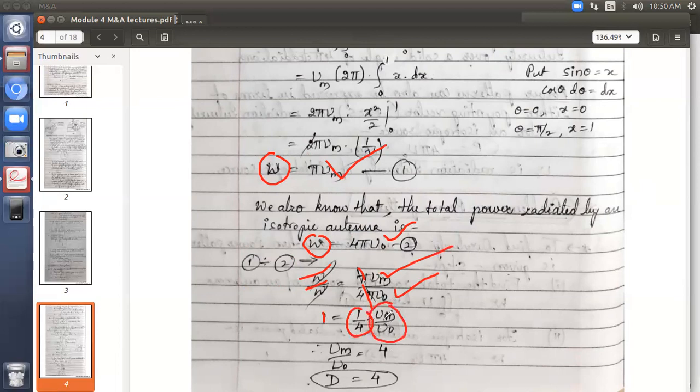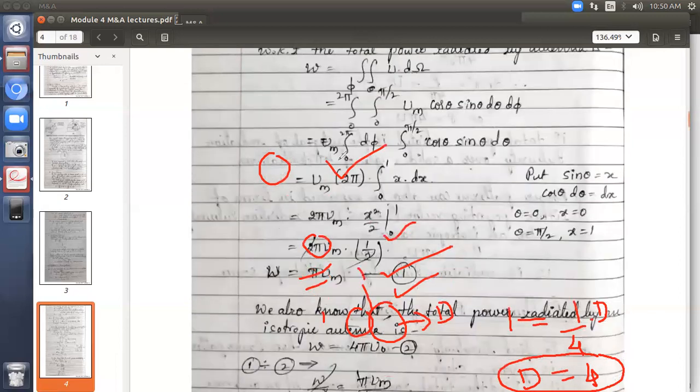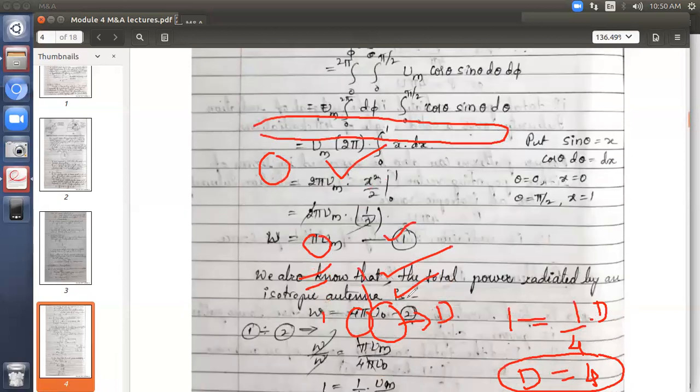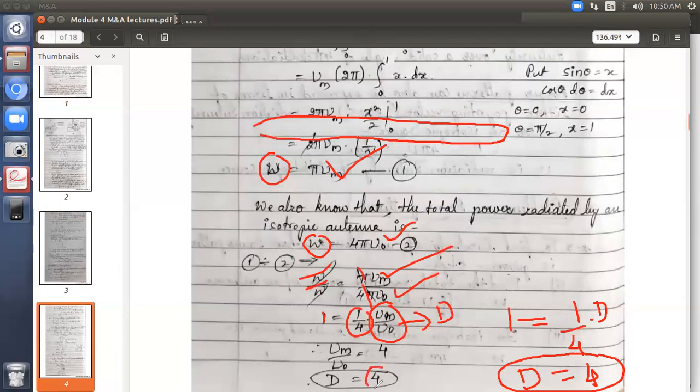But what is U by U naught? It is actually directivity D. So 1 is equal to 1 by 4 into D. So what is D equal to? D is equal to 4. So we have calculated the directivity of the power pattern. What is that power pattern? It is the unidirectional cosine power pattern. Directivity we have calculated as 4.